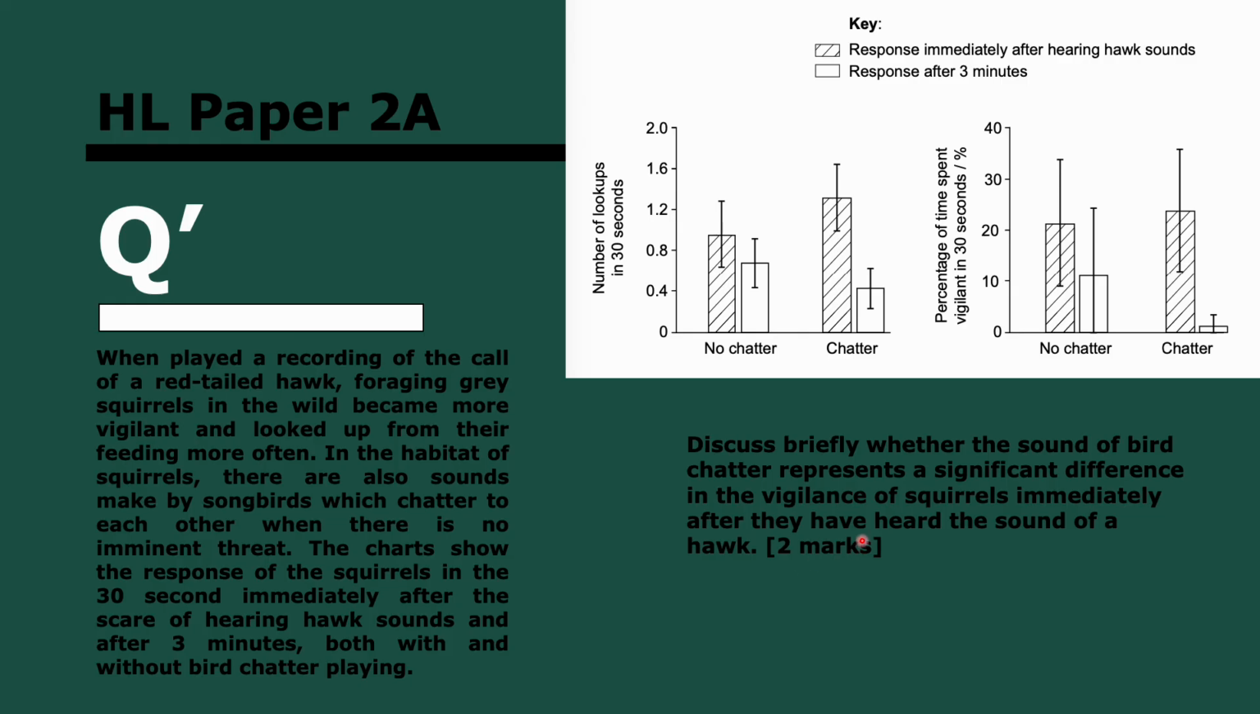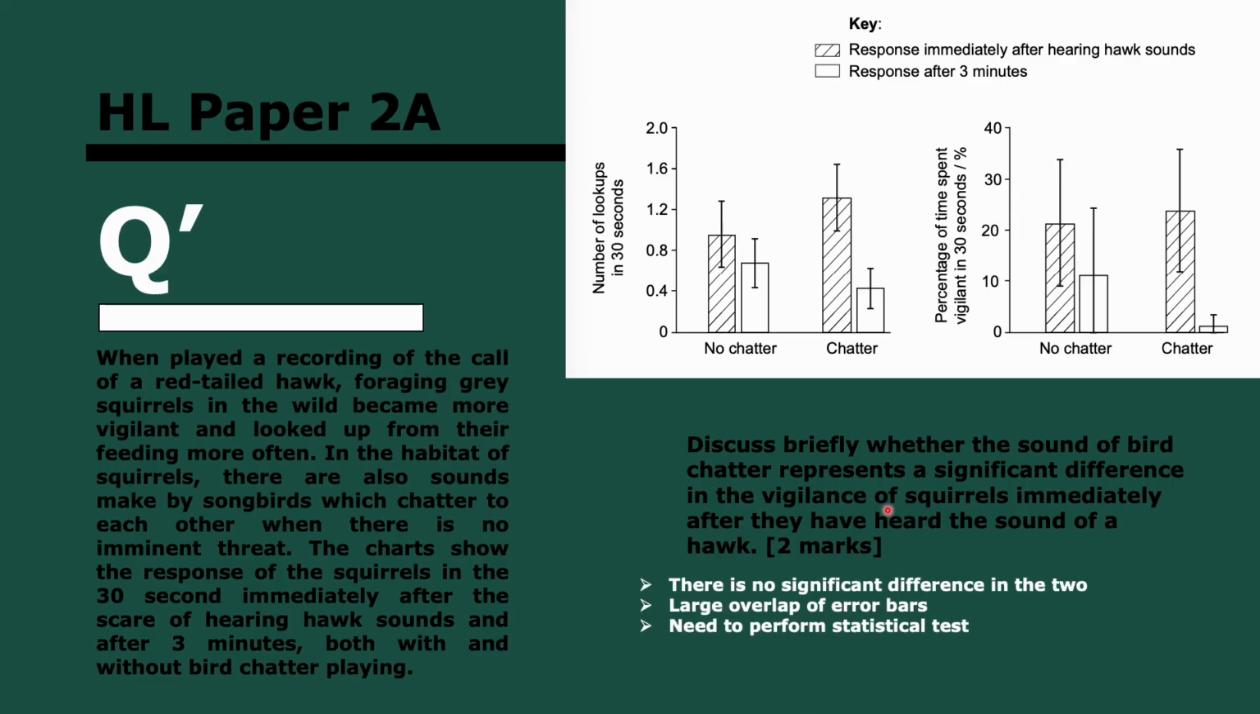The next is discuss briefly whether the sound of a bird chatter represents a significant difference in the vigilance of squirrels immediately after they have heard the sound of a hawk. In 3, 2, and 1. Okay, so again, we're looking at vigilance here, maybe. So the second graph, percentage of time spent vigilant, and we're also looking at immediately after, so the striped lines. And you can't see a significant difference. I mean, there's a humongous overlap in the error bars. You would have to perform a statistical test, but it's very, very unlikely that it would yield a statistical significance.